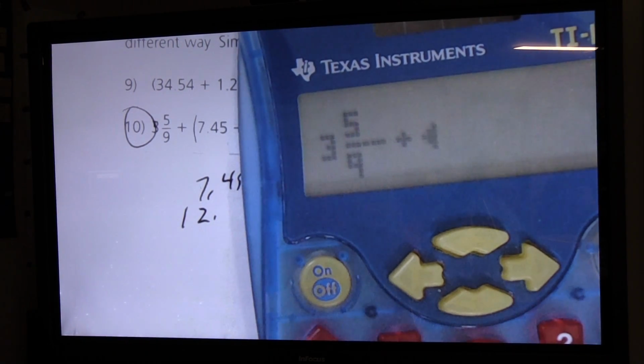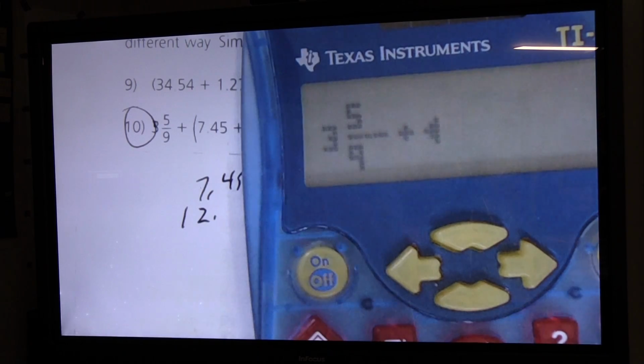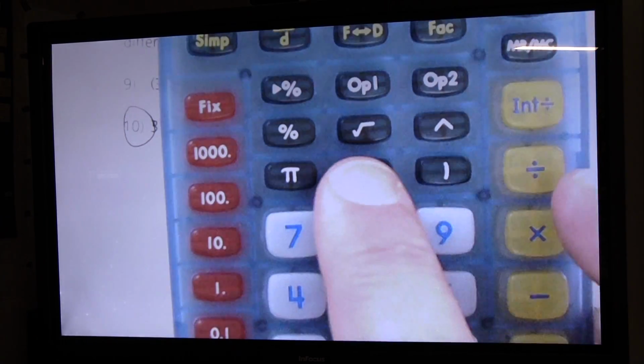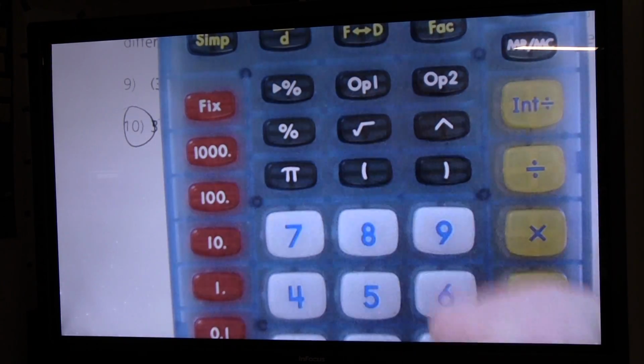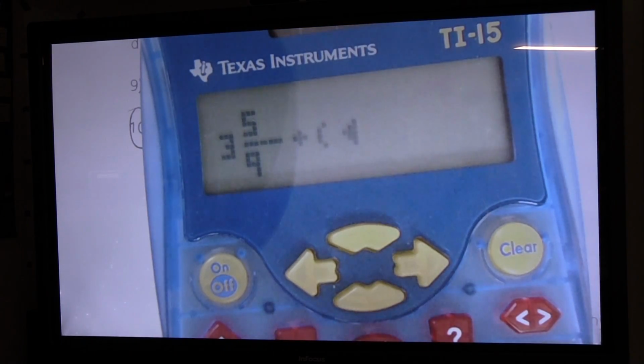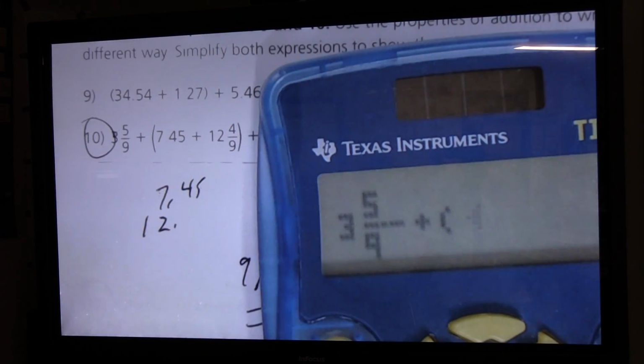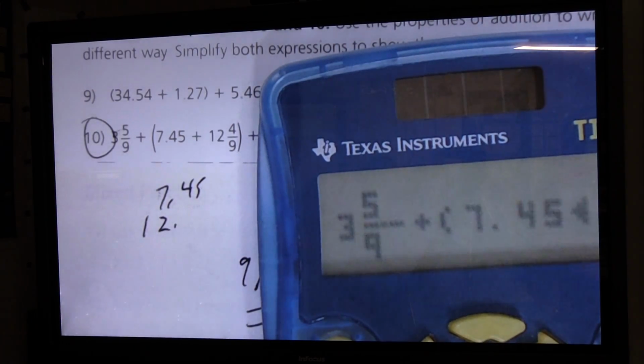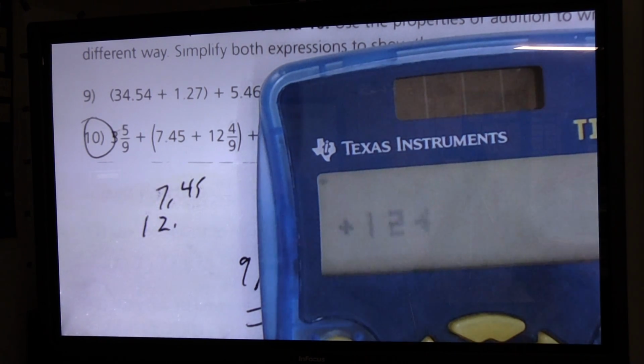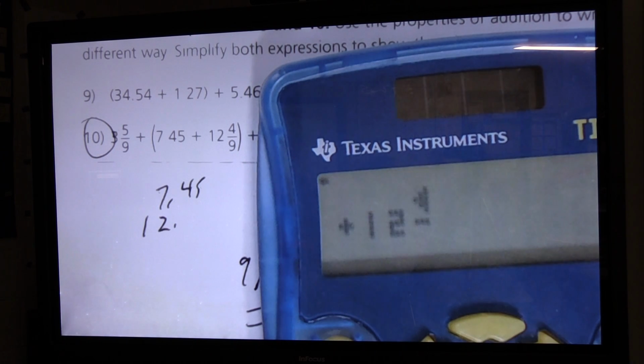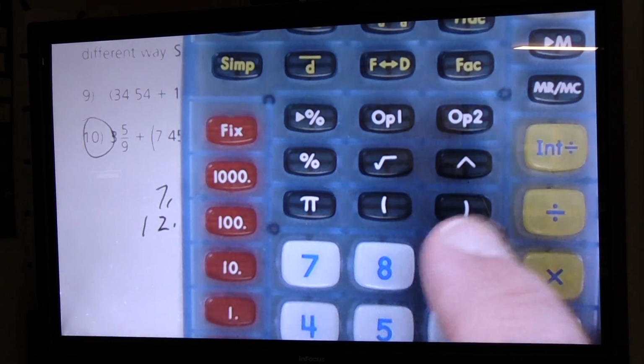And now I need those parentheses. So I see here, right above the numbers, I have a parenthesis. I'm going to press it, and check that out. I got my parenthesis. And now I'm going to put 7.45 plus, and I'm going to hit 12. I'm going to hit unit. And now I'm going to put 4 and hit the N for numerator. And now I'm going to put 9 for my denominator. And then I'm going to put close parentheses. See, I press that button there and close parentheses.